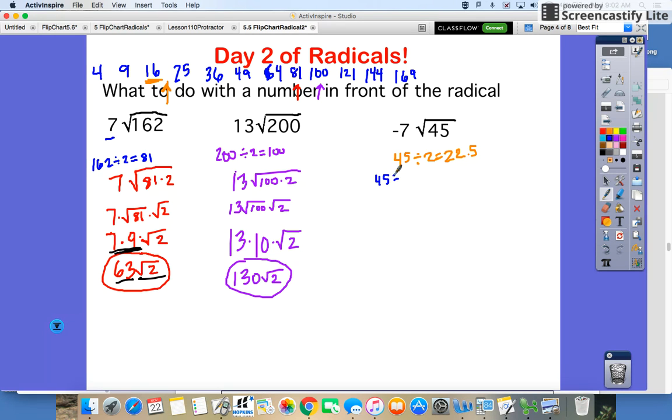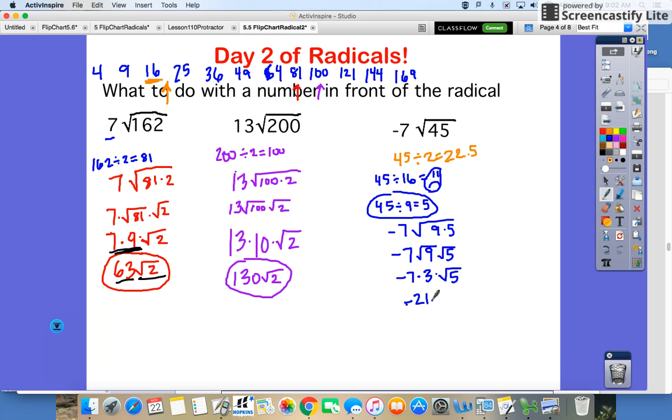45 divided by 16. If you do that in your calculator, you get a decimal, which we don't want. No good. So we'll try the next one, 9. 45 divided by 9 is 5. So since that was a nice integer, we're going to switch this to -7 square root 9 times 5, which is -7 square root 9 square root 5, or -7 times 3 times the square root of 5, and then last we get -21 square root 5.